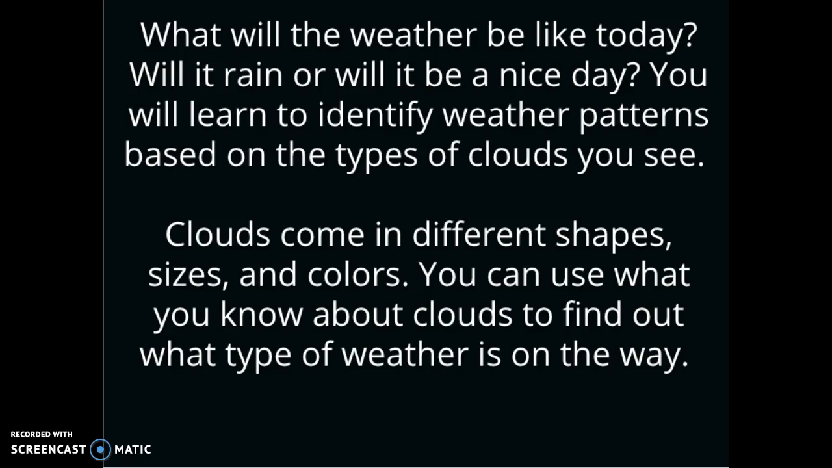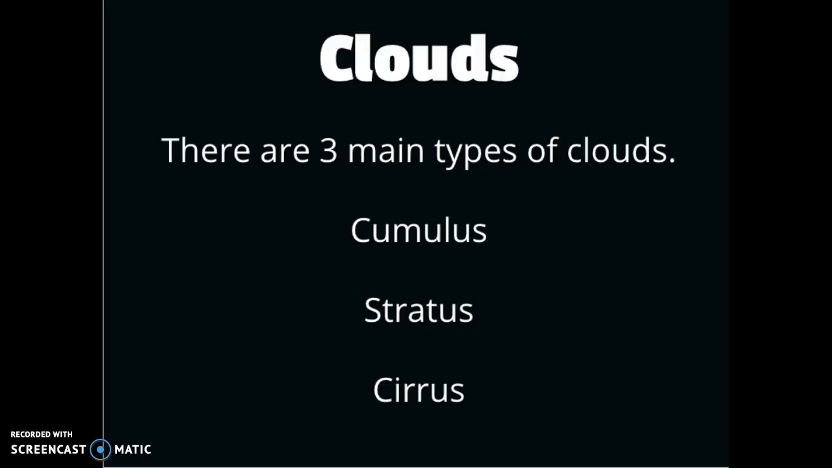Clouds come in different shapes and sizes. They come in different colors. And we're going to use what we know about clouds to find out what type of weather is on the way. There are three main types of clouds. You're going to want to jot these three down. Cumulus, Stratus, and Cirrus. And I want you to say those with me.